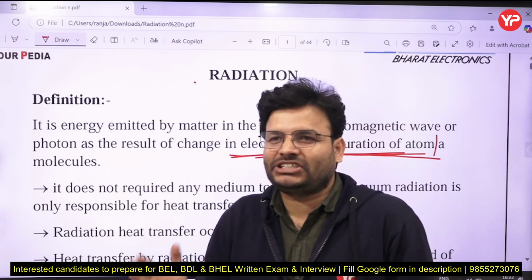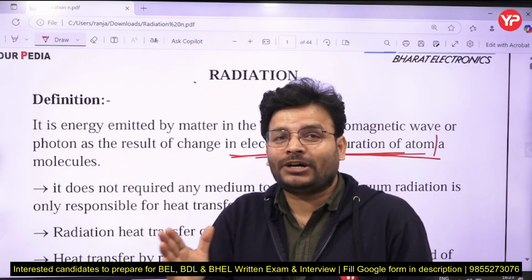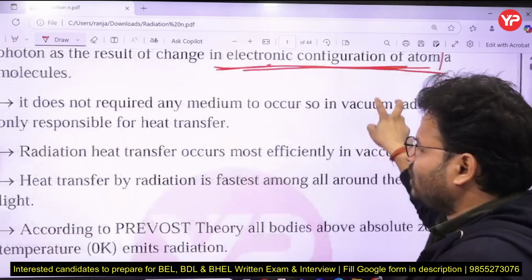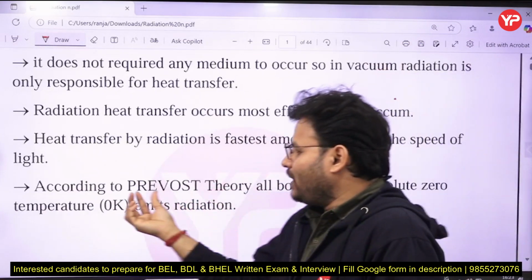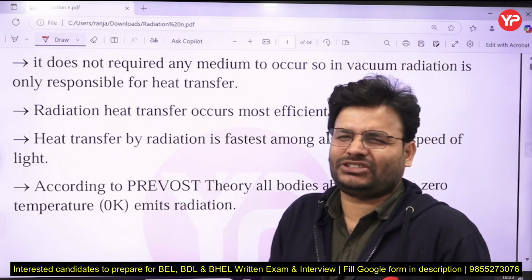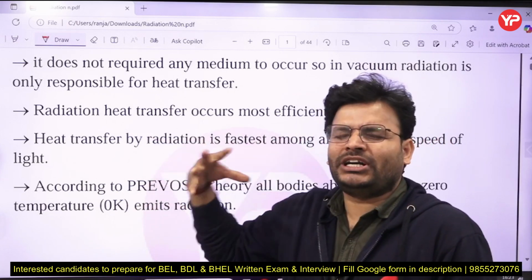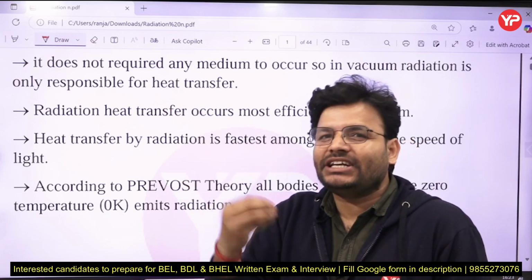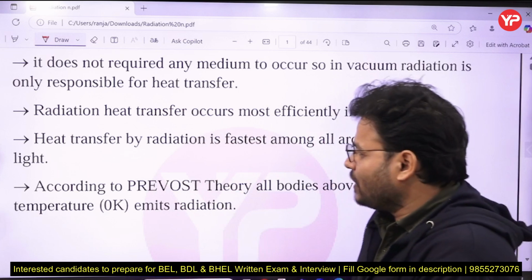Even in a vacuum, heat transfer can take place up to the speed of sound. Right, so that point we can see. And yes, my dear friends, one of the very famous people was there, named Prevost. He told that everything all around the world, everything having temperature more than 0 Kelvin, will emit radiation always. So try to keep in mind the Prevost law.